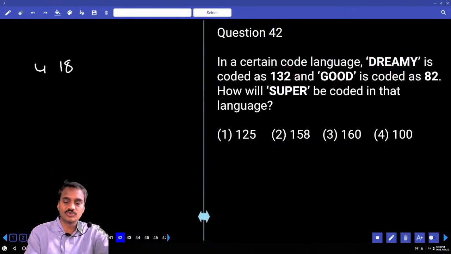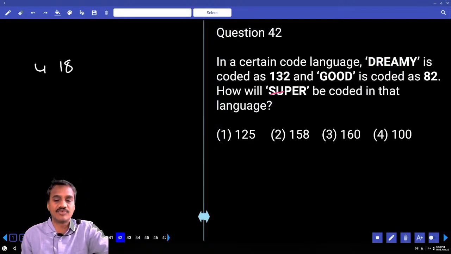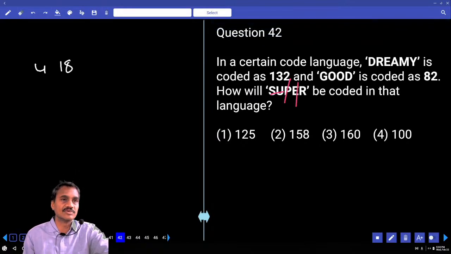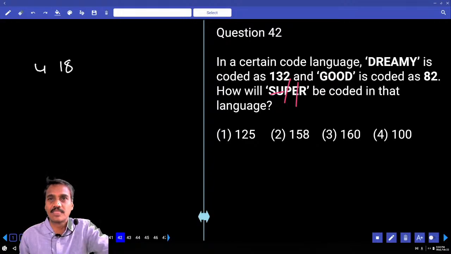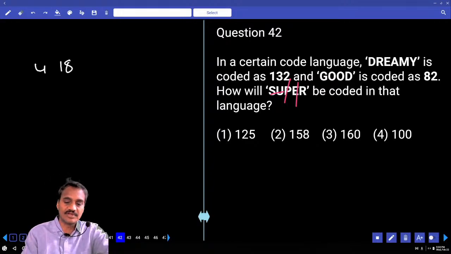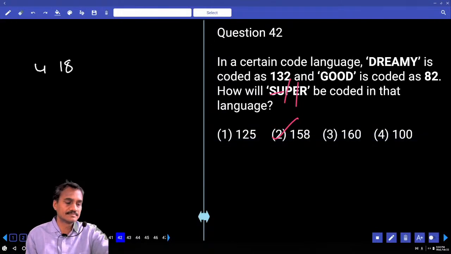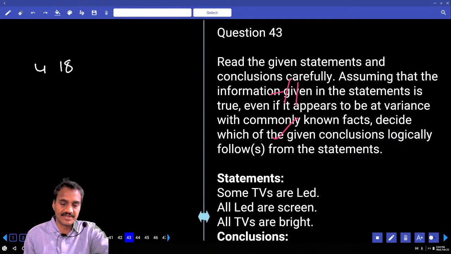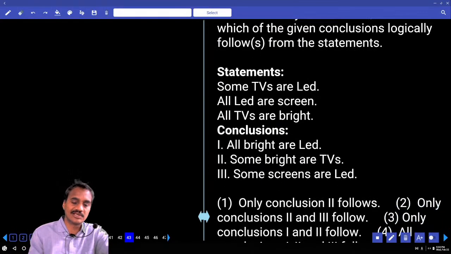And in the same way, 19 plus 21, how much? Tell me. 40. And 40 plus 16 is 56, plus 5 is 61. Now 61 plus 18, how much should it be? 79. 79 into 2 is 158, that is choice 2 for question 42. Is it fine? Next, 43. Now in this 43 syllogism, some TVs are LEDs.